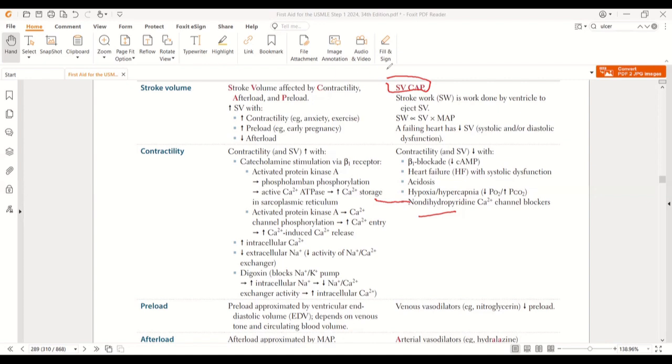So the cardiac output and stroke volume. The stroke volume is basically the determinant of the cardiac output. The cardiac output is basically the blood that is pumped by the heart in one minute, per minute, while the stroke volume is basically the blood that is ejected during one contraction of the heart, right?